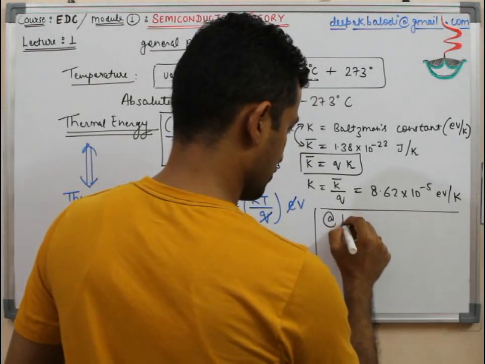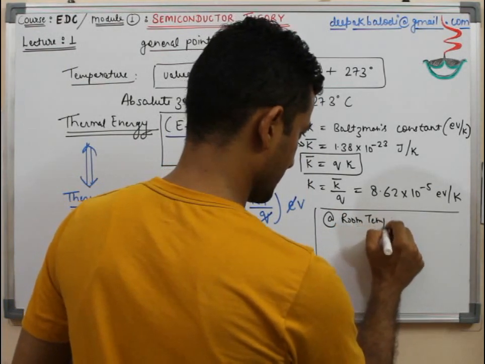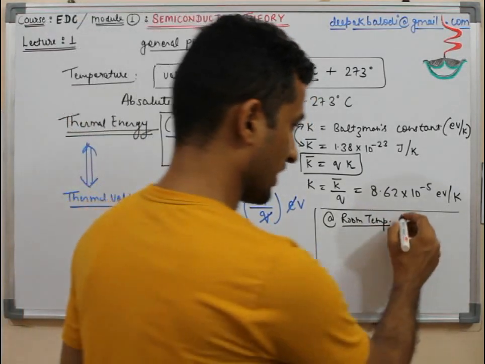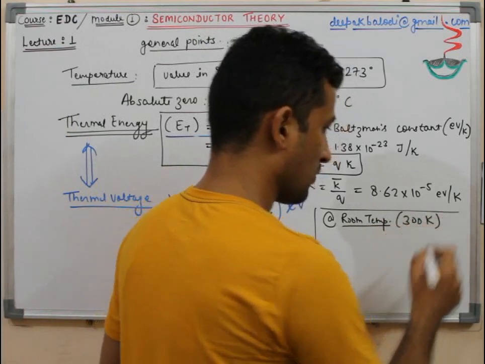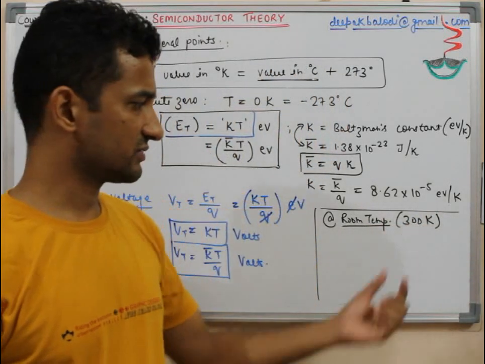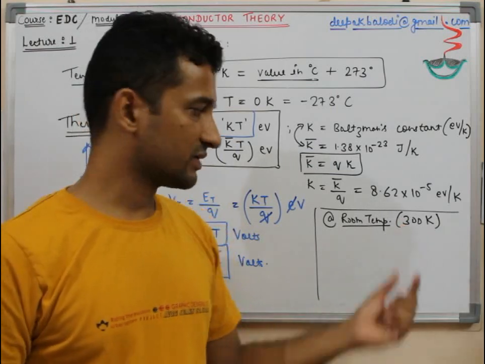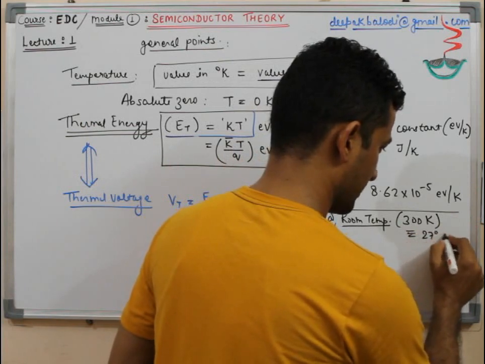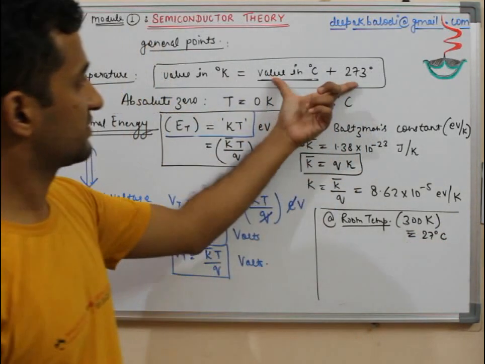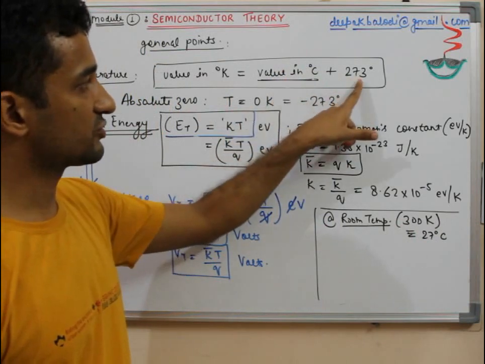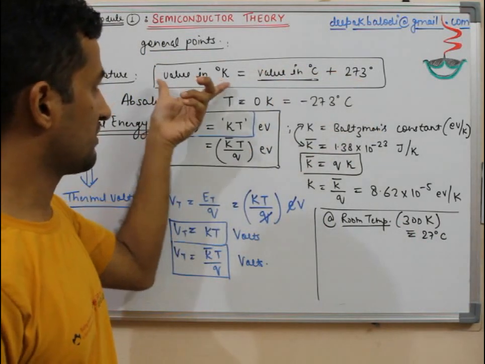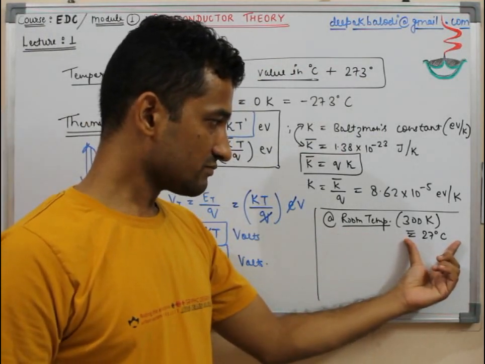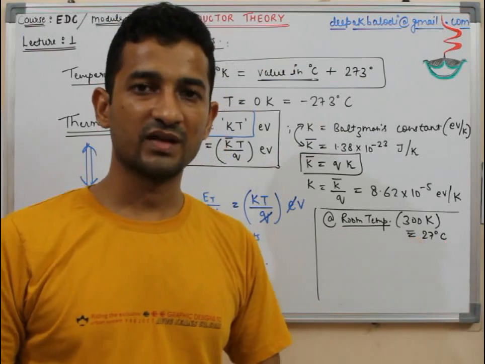at room temperature, room temperature is as a standard defined at 300 Kelvin. Why this value? Because it's a round off factor, it appears like a very good factor, and this corresponds to 27 degrees centigrade. So 27 degrees centigrade plus 273, this in totality becomes the value in degree Kelvin. Therefore we take room temperature as 27 degrees centigrade.